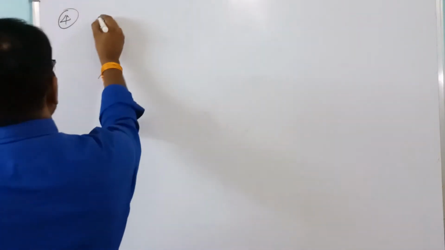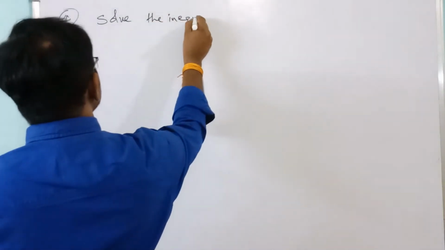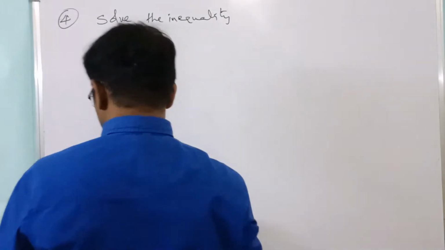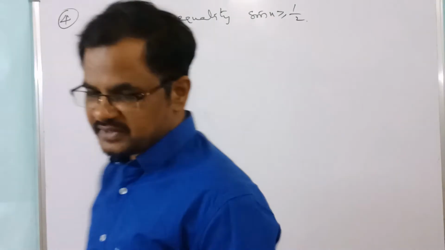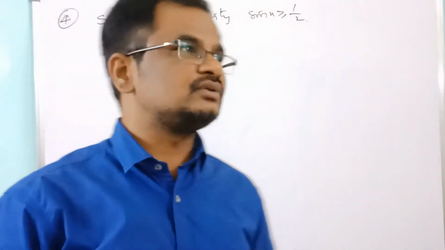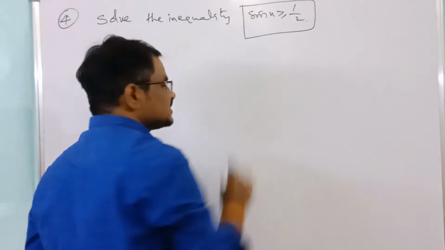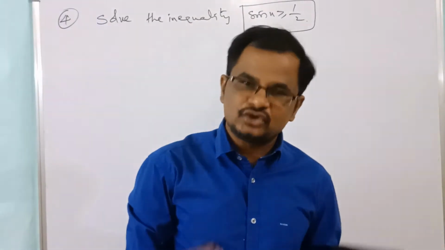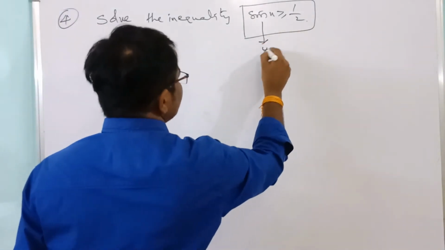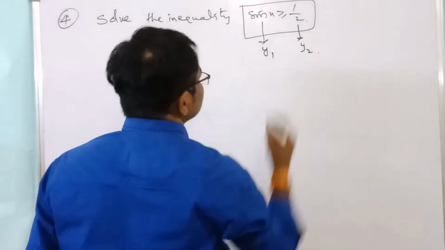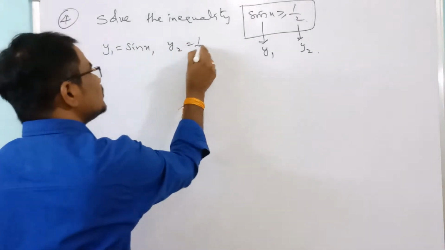So here one more problem they have given. Solve the inequality, or find the domain of, like that they will ask: sin x greater than or equal to 1 by 2. The previous problem is greater than or equal to minus 1 by 2. Now this problem is greater than or equal to 1 by 2. Here we are finding x values, which means we are finding the domain only, right? So here also, take this as y1 equal to sin x graph and y2 equal to 1 by 2 graph.